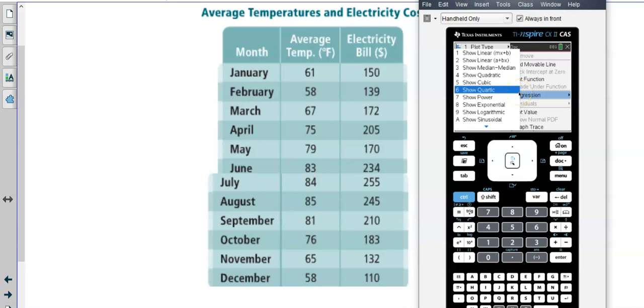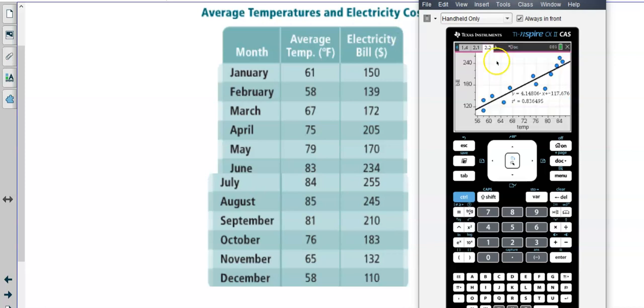I know that sounds funny, but you can actually do sometimes both answers. And you can see the R squared value is 0.83, which is not as close to 1 as 0.98 was, right? So this is definitely not as strong for sure as the other one. And again, you have your bill. You can use that to make predictions.